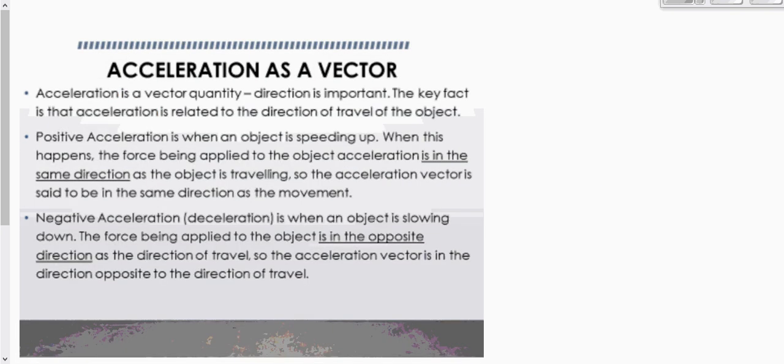Acceleration then has to be a vector quantity. Direction is a key component. Positive acceleration means I'm speeding up, so the force is in the same direction. My acceleration vector would point the same way as my velocity vector. Negative acceleration or deceleration then is slowing down. So I'm applying my force in the opposite direction. So in the case of slowing down, my acceleration vector is actually pointing the opposite way of my velocity vector.